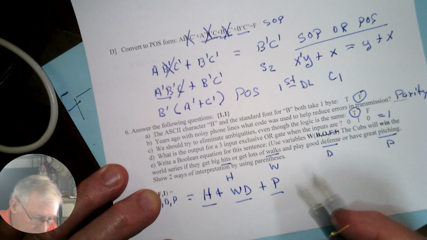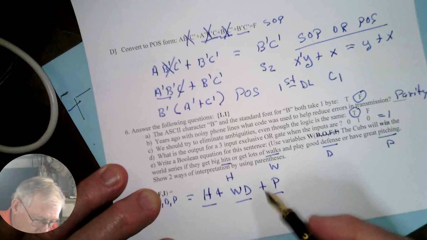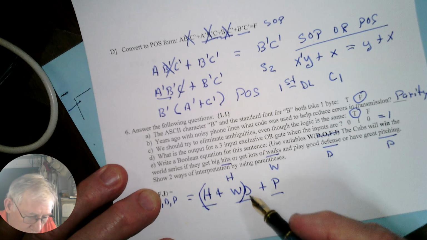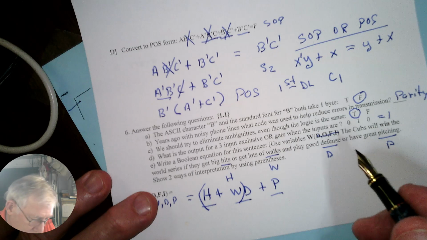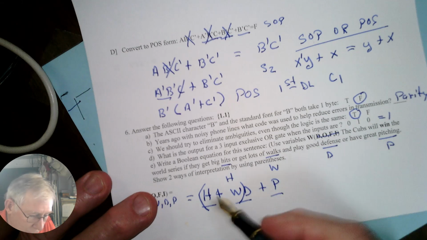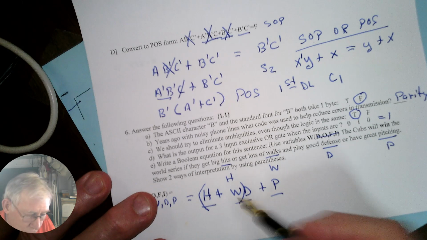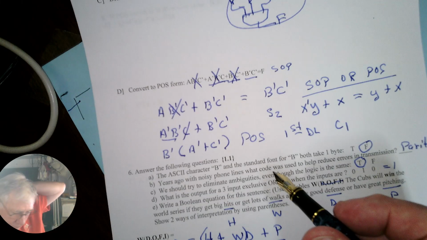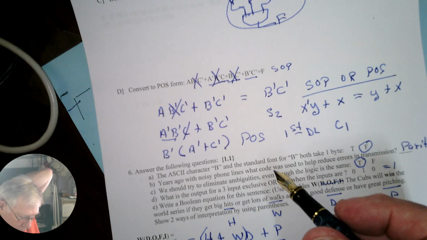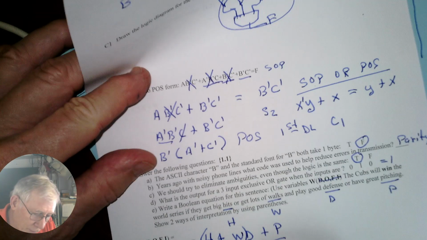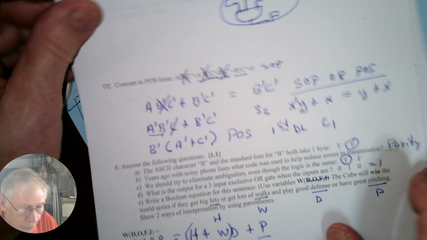So that's not bad, but you can also say hits and walks and play good defense. That would be another way to look at it. Because if you just get walks and defense, you might not get any runs, because it takes a lot of walks to get walked into home, enough to win the game. So that might make more sense. So there's a couple of different ways you can do it. All right. Next.